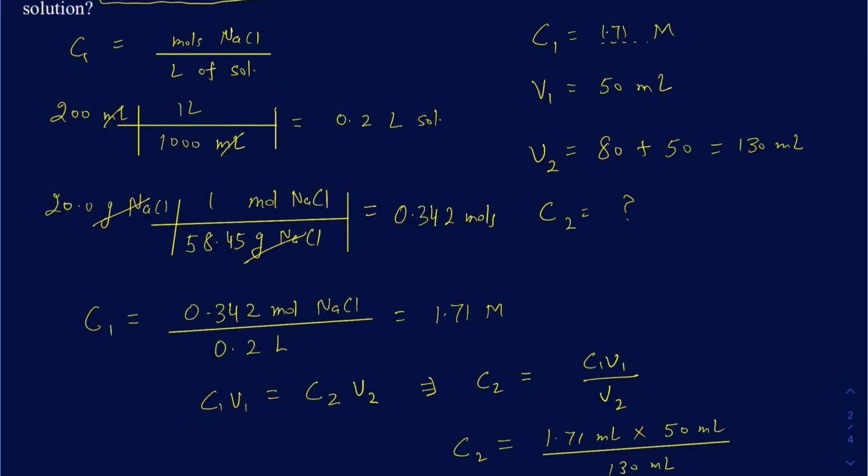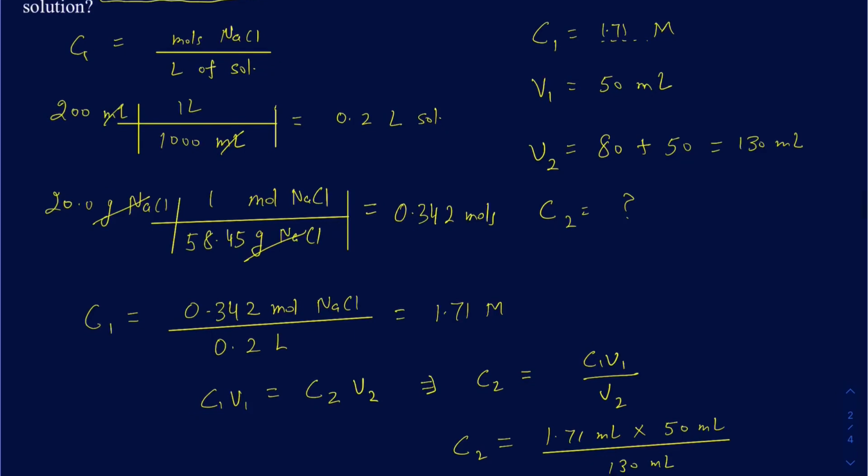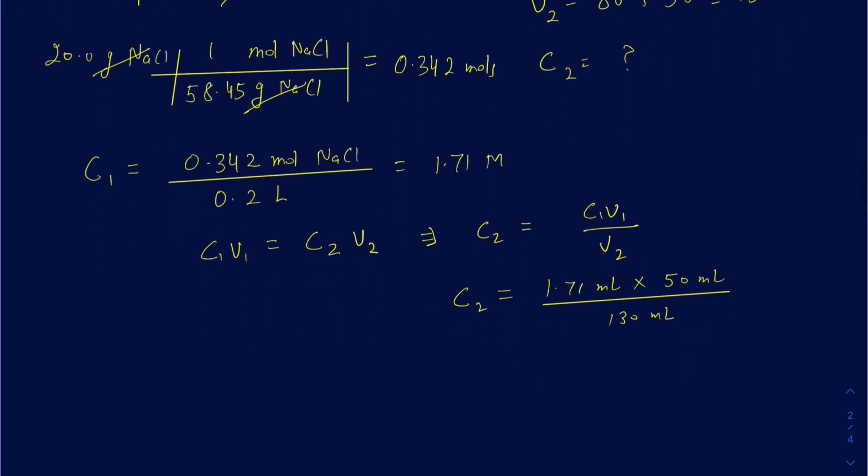Keep in mind, even though you made a total of 200 milliliters of solution in the beginning, you're only using 50 milliliters of that to dilute it. Okay, so when you do this math, we get 1.71 times 50 and divide that by 130. So it's going to be 0.66 molar as your final concentration at the end of the day.